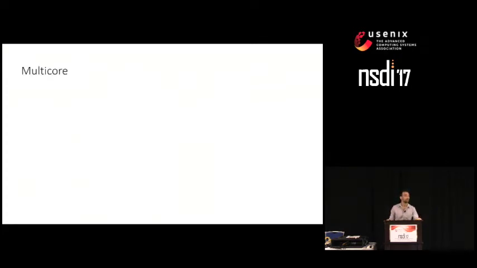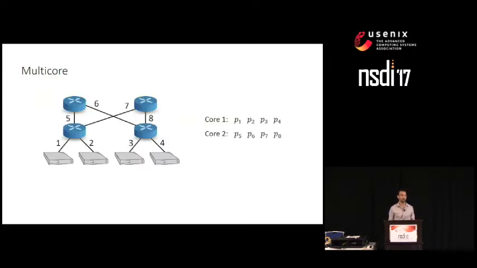So we wanted to build a multi-core algorithm. And we encounter a challenge that I'll illustrate through the following example. So here I've numbered the links 1 through 8. And let's say we have 2 cores. Core number 1 responsible for computing prices for links 1 through 4. And core number 2 for links 5 through 8.